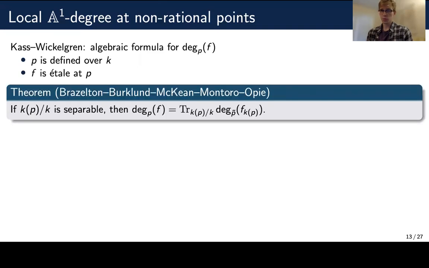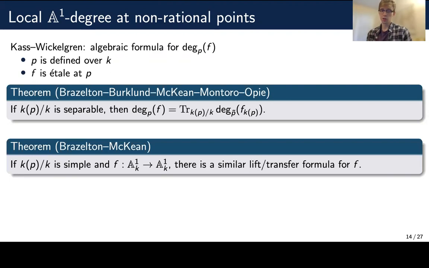And in work with Thomas Brazelton, Robert Burklund, Ivan Haution, and Morgan Opie, we show that this sort of idea works at points with separable residue field over the base field. So what this result says is that if P has separable residue field over the base field, you can compute the local A1 degree at this point by base changing to the field of definition of your point, computing the local A1 degree rationally using this work of Kass-Wickelgren, and then transferring back down using the field trace.